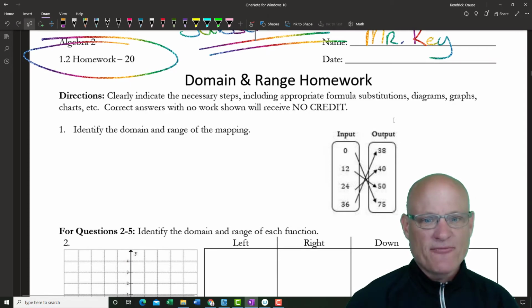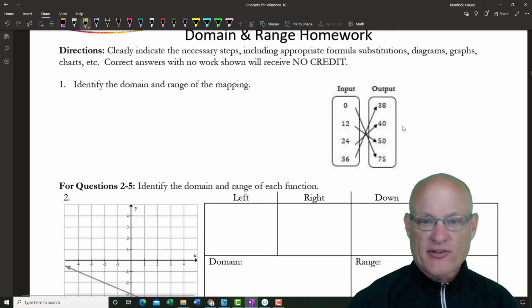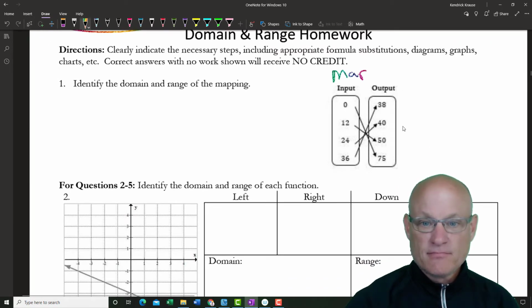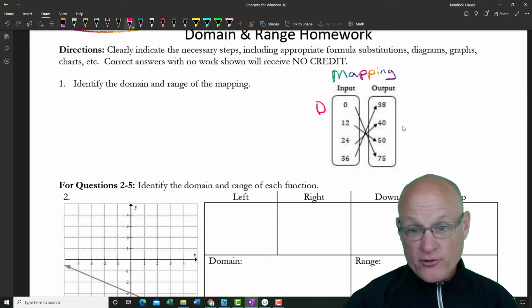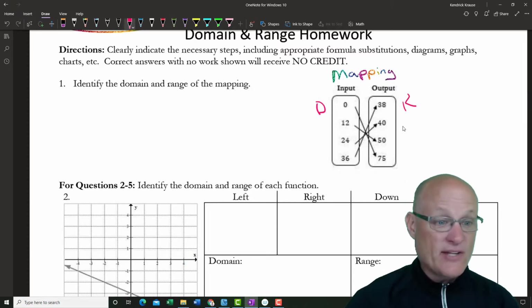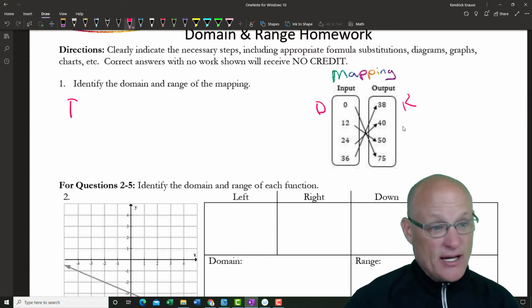All right, so identify a domain and range. Pretty simple. Remember, this is a mapping function. I got to get rid of this. I don't like this pen. This is a mapping function. So remember, domain are the inputs and range are the outputs. Now, it's not okay just to list them. You actually have to write the word domain, or at least as a minimum, put a D there.